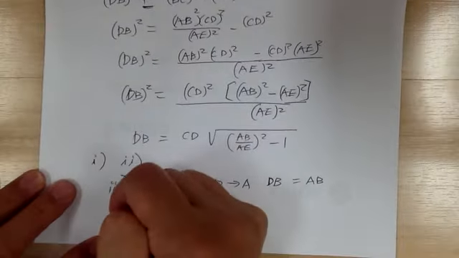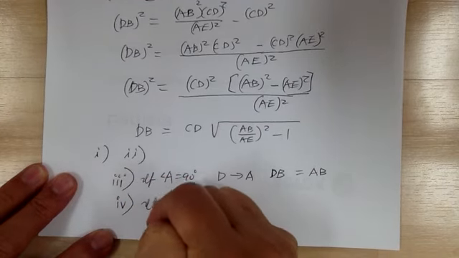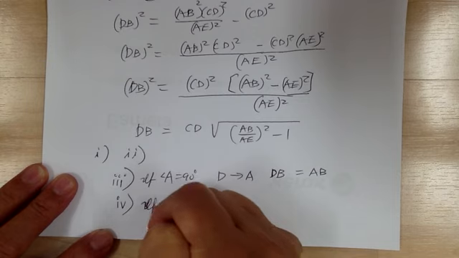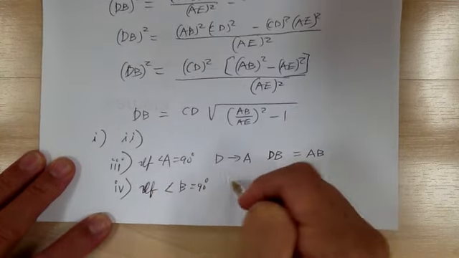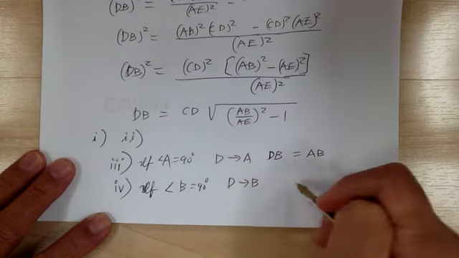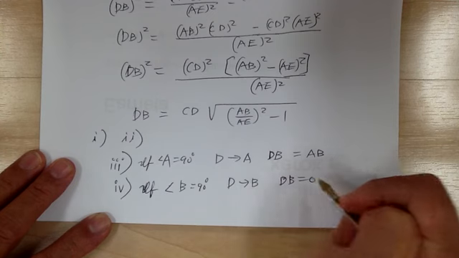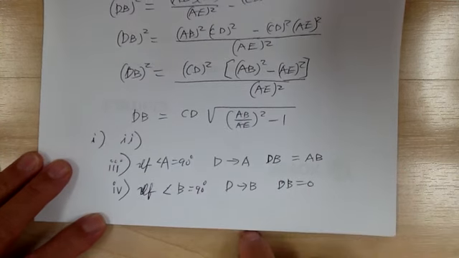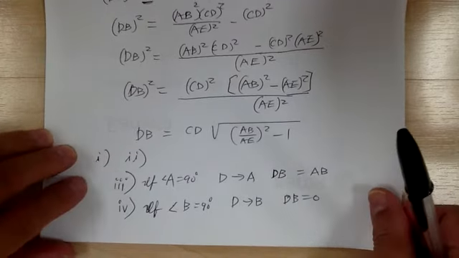That's for number 3. Now for number 4, if angle B is 90 degrees, then D becomes B, and then DB equals 0. Okay, let's go to the next one.